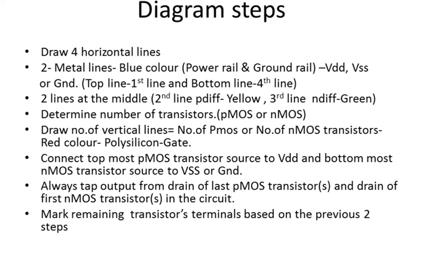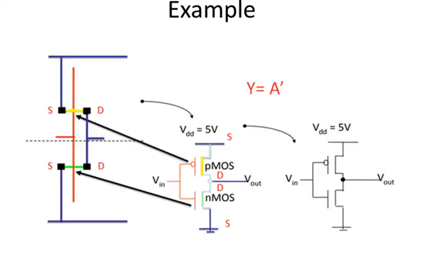Next, we need to identify all the terminals of the PMOS transistor and NMOS transistors in the circuit. Based on the previous two steps, we can easily mark down the terminals of the PMOS and NMOS transistors. These are very helpful to draw the stick diagram of a given expression or given static CMOS circuit. Now see the example for static CMOS circuit and the corresponding stick diagram of the circuit.